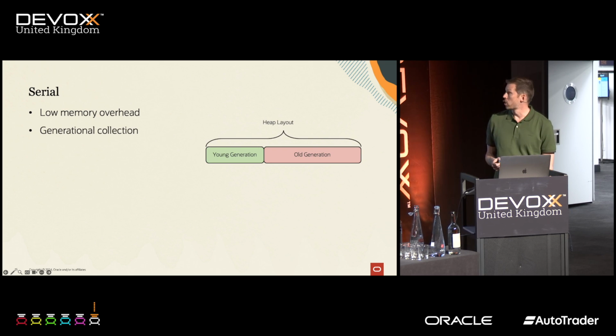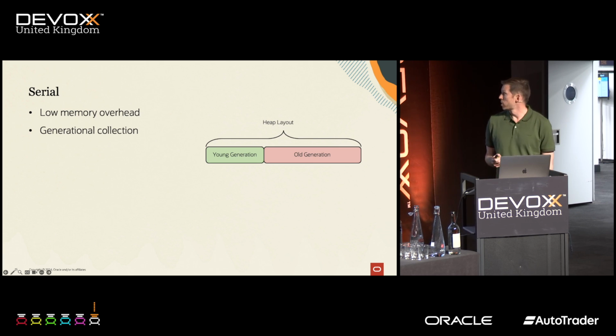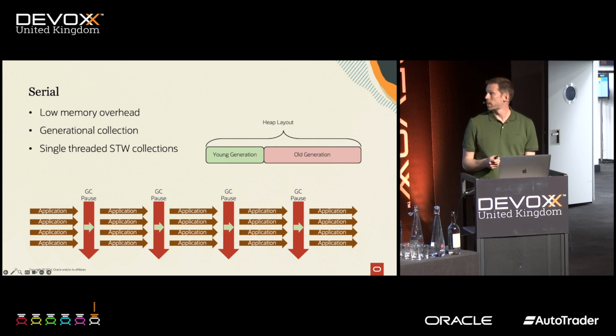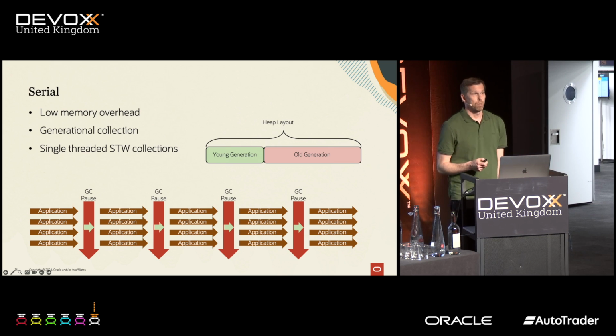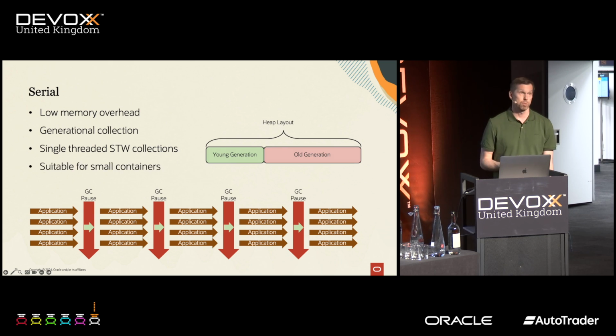Serial supports generational collections. So the heap layout you see here, we divide the heap into a young generation and an old generation at startup. So it's not a very flexible heap layout. Serial does its collections stopping the world and only using a single thread. So if you have a large heap, this might not be the best from a latency perspective. On the other hand, if you have something like a small cloud container, you might only have a single CPU. And in those use cases, Serial might actually be a pretty good collector to use.